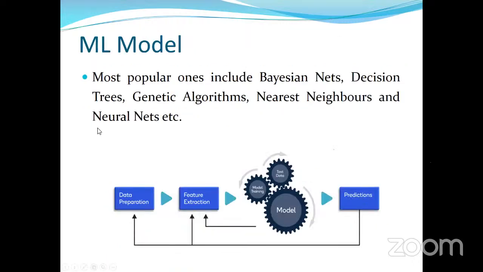This is how the ML model works. We have Bayesian networks, decision trees, genetic algorithms, nearest neighbor, and neural nets. There are a lot of ML models available. For these models, first of all we have to prepare the data, extract the features, and give them as input to the model. We have to have test data, and with the data the model trains itself and gives you the prediction.